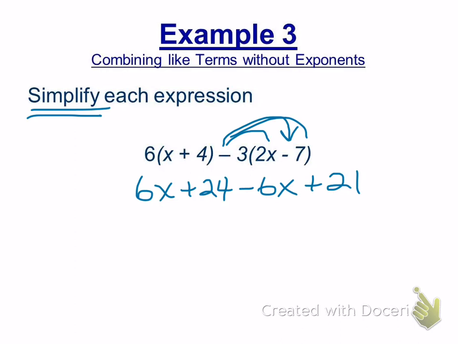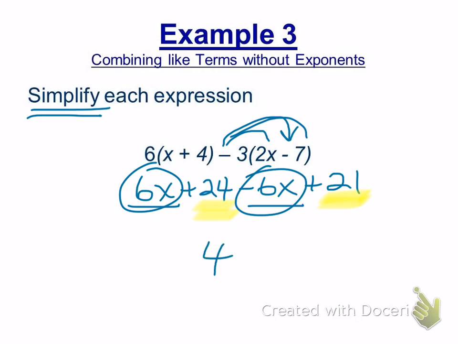All right, so then we can combine like terms. These two are like terms. These two are like terms, right? 6x minus 6x is 0x. No more x, right? So it's just 45. So 45 is the correct answer.